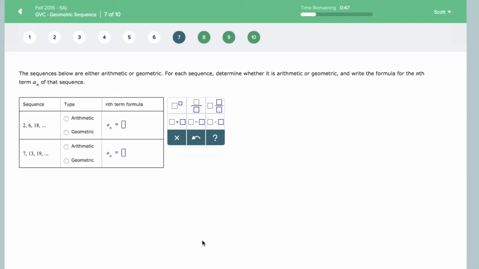The sequences below are either arithmetic or geometric, one or the other. For each sequence, determine whether it is arithmetic or geometric and write the formula for the nth term a sub n of the sequence. Okay, let's look at our paper and let's see what we remember. The arithmetic sequence, by the way, anytime it's looking for the nth term, it wants the explicit formula.